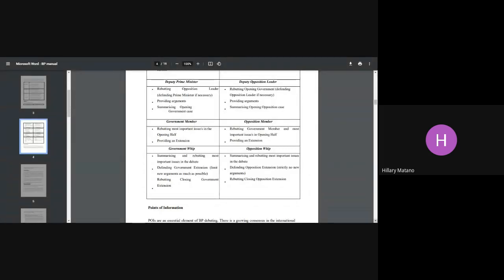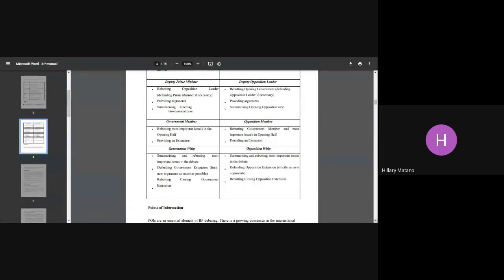Then the Prime Minister, the Deputy Prime Minister, the Opposition Leader, and the Deputy Opposition Leader, these teams comprise the first half of this debate. That is why the opening government and opening opposition are members of the first half of the British parliamentary format debate. Then we come to the second half.